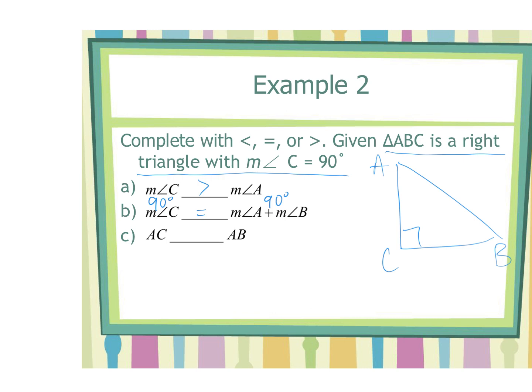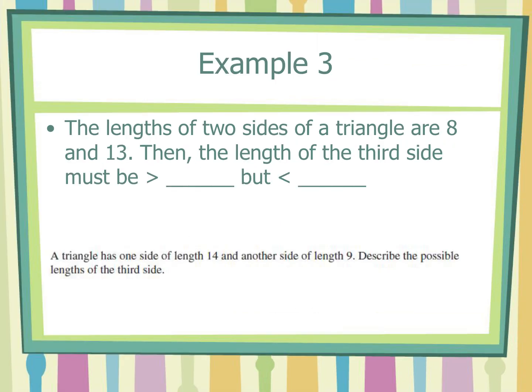And the last one. How would AC compare to AB? Mario? It's less than. Why? Very good. C is the largest angle and opposite C is AB. So that must be the longest side. Okay? It must be larger than any of the other sides. Questions on this one? Okay, moving on.